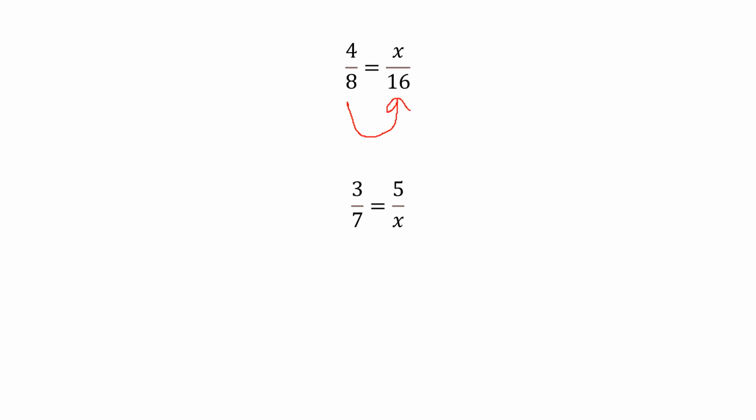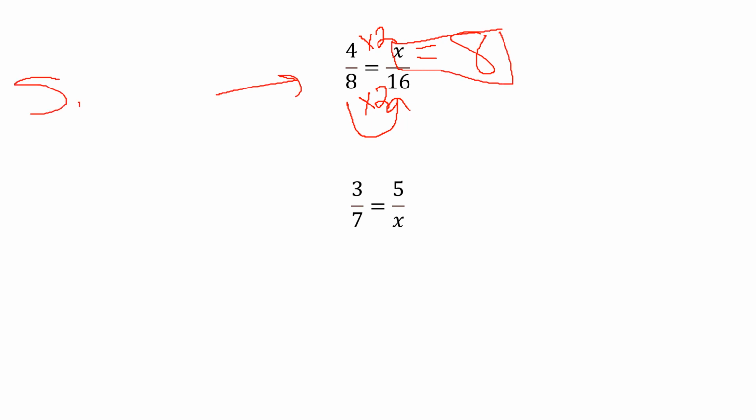So how do I get from 8 to 16? 8 times 2. And whatever I do to the bottom, I do to the top. 4 times 2 is 8. So in this case, x equals 8. This is called a scale factor. Scale factors are great when they're simple problems. But then you get down here to a problem like this, and I don't know a factor off the top of my head to get from 3 to 5, which means a scale factor is not going to work.